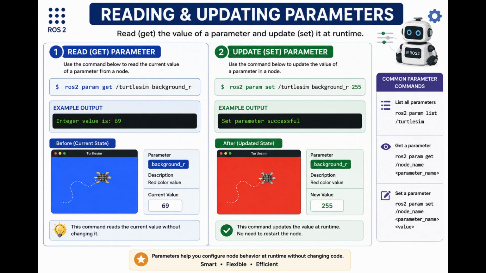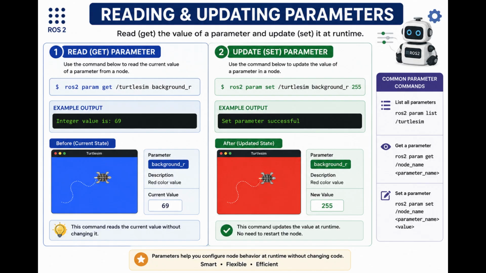Reading and updating parameters. Now that we know how to view parameters, let's learn how to read and update them. Suppose we want to check the current value of the parameter called background_r in Turtlesim. We can use the command ros2 param get /turtlesim background_r. Here, /turtlesim is the node name, and background_r is the parameter name. ROS2 will return the current value of that parameter. For example, it may return a value of 69, which represents the amount of red color in the Turtlesim background.